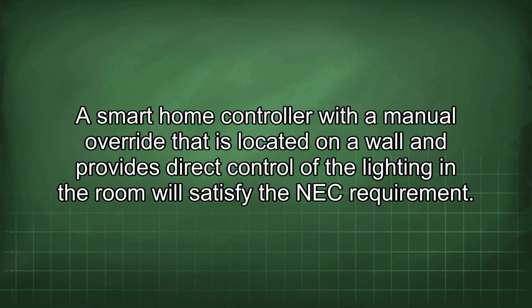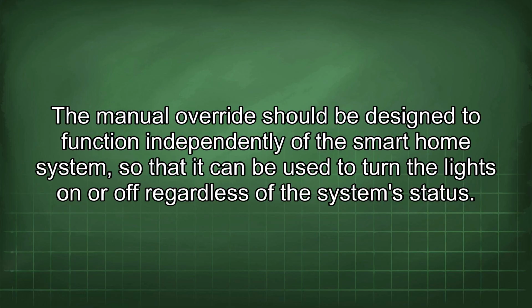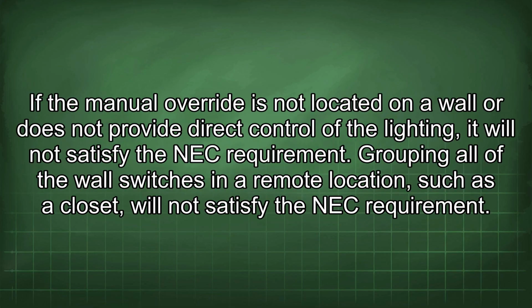A smart home controller with a manual override that is located on a wall and provides direct control of the lighting in the room will satisfy the NEC requirement. The manual override should be designed to function independently of the smart home system so that it can be used to turn the lights on or off regardless of the system's status. If the manual override is not located on a wall or does not provide direct control of the lighting, it will not satisfy the NEC requirement.